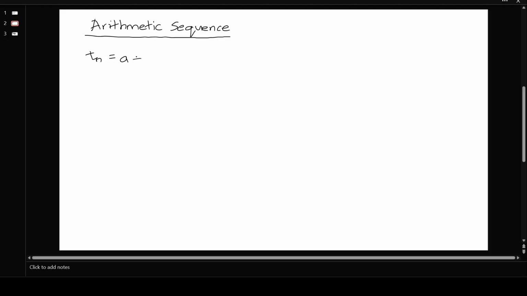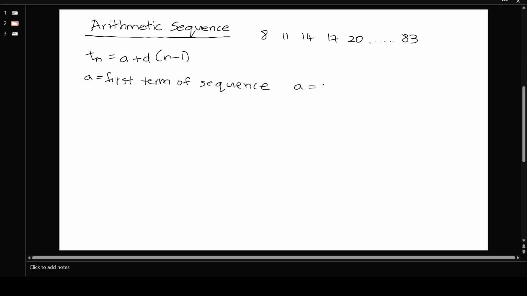Dn equals a plus d times, open bracket, n minus 1, close bracket. Let me just write the numbers out again so you don't forget the series. And let me write down what each of these letters mean. A and D are still the same thing. A is the first term of the sequence. So in this question, A is obviously 8, because that's the first term. D again is the common difference.